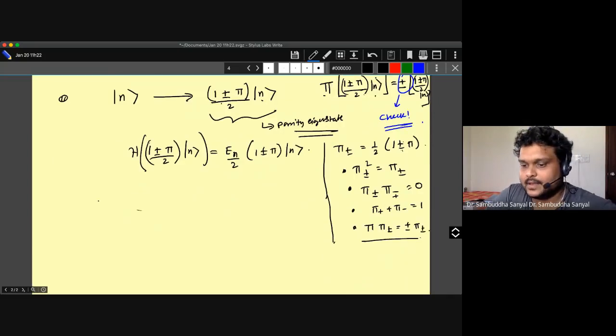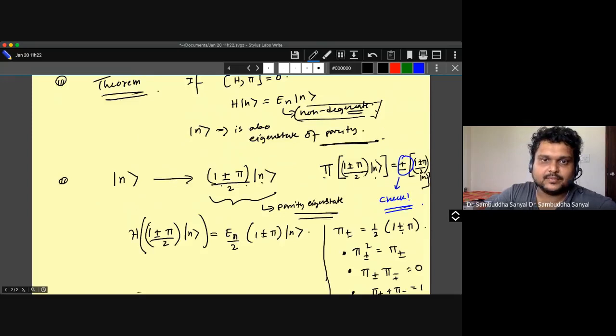Okay. So this basically tells you that you are reaching a situation where you started with the assumption that H|n> = E_n|n>, then you constructed a state which is a parity eigenstate, and then you have to show that if H and pi commute, which you can trivially show, obviously you get this. Because you can flip the pi and H, it will give you this pi and the E_n will come out. Then this is true.